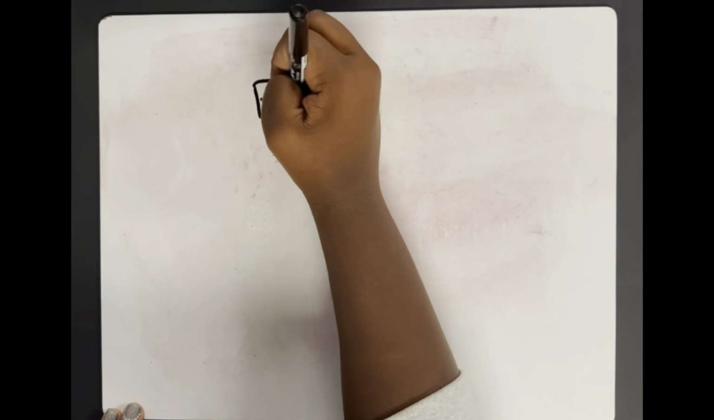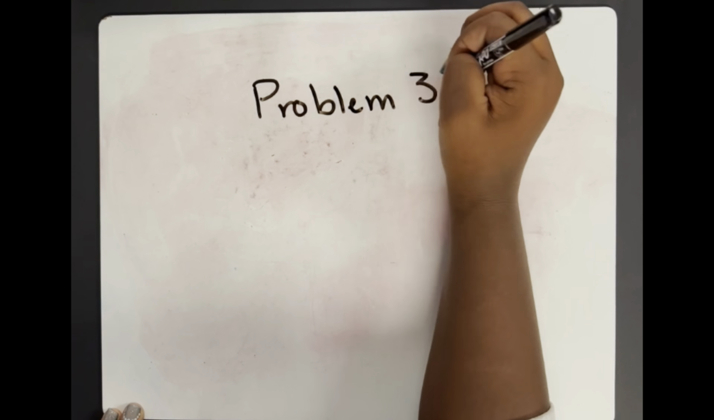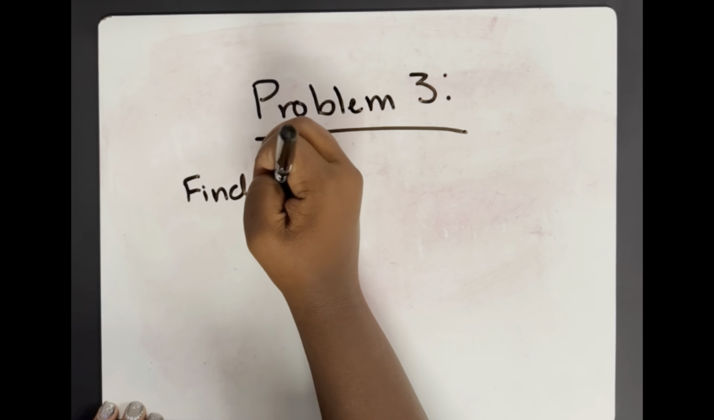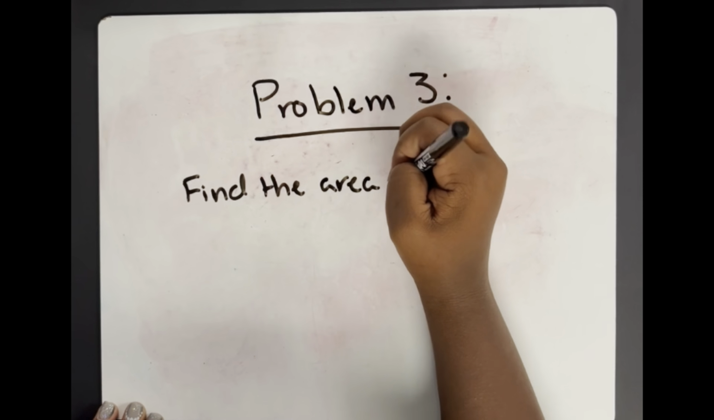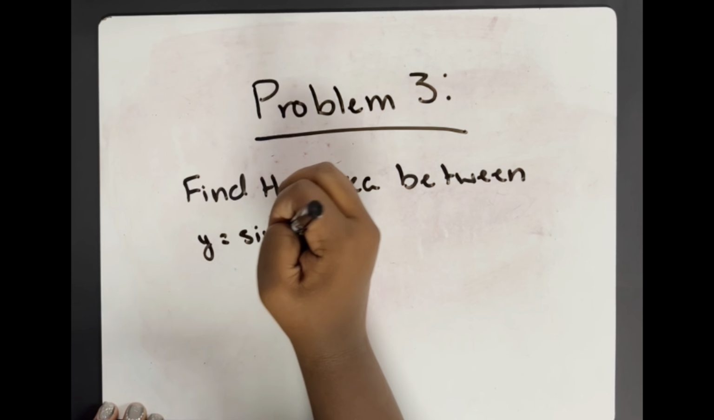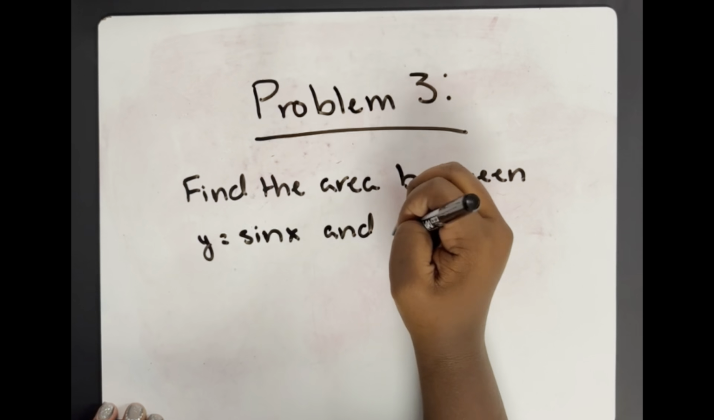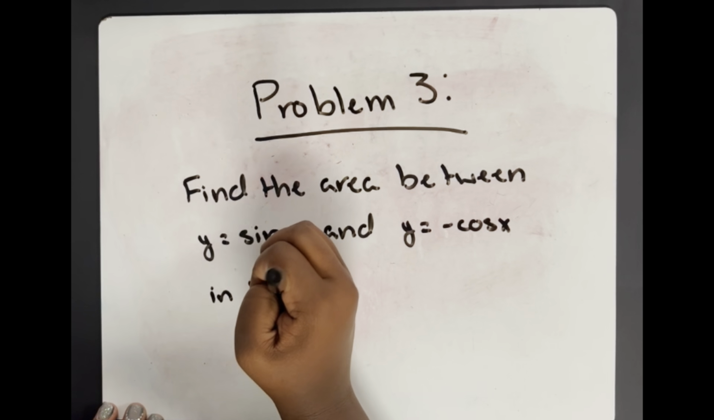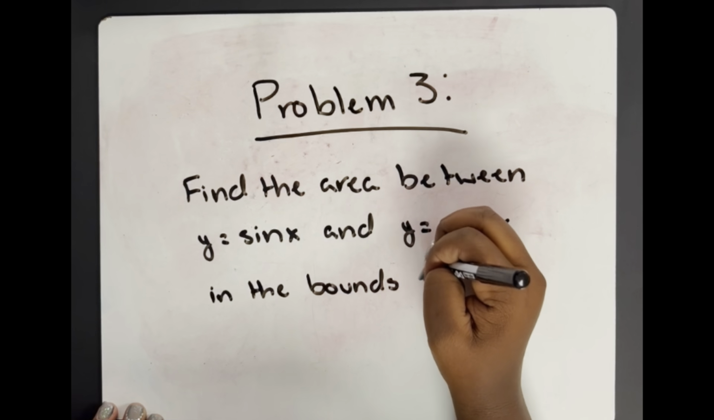Problem 3. Find the area between y equals sine x and y equals negative cosine x in the bounds 0 is less than or equal to x, which is less than or equal to pi. Since we know the graphs of sine and cosine oscillate, it helps us know that they will most likely cross at some point.